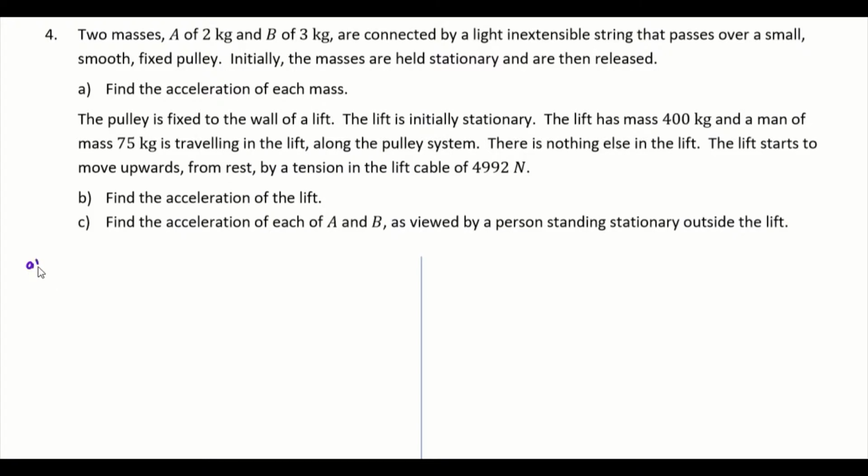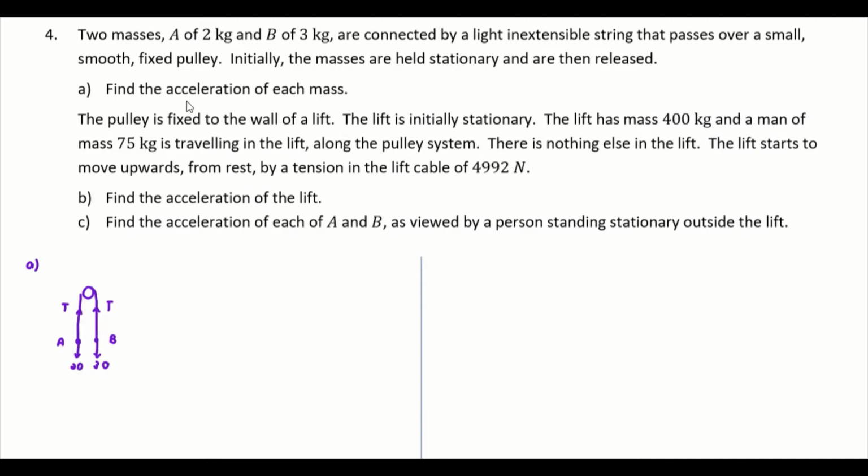So this is part A. Okay, so we have the pulley, then we have the mass of the 2 kg, which is the A here. So 2 kg is 20 as the weight. Then on the other side we have B, which is 30 as the weight. Okay, so it's connected by this pulley system, so that's why we have the tension and the tension.